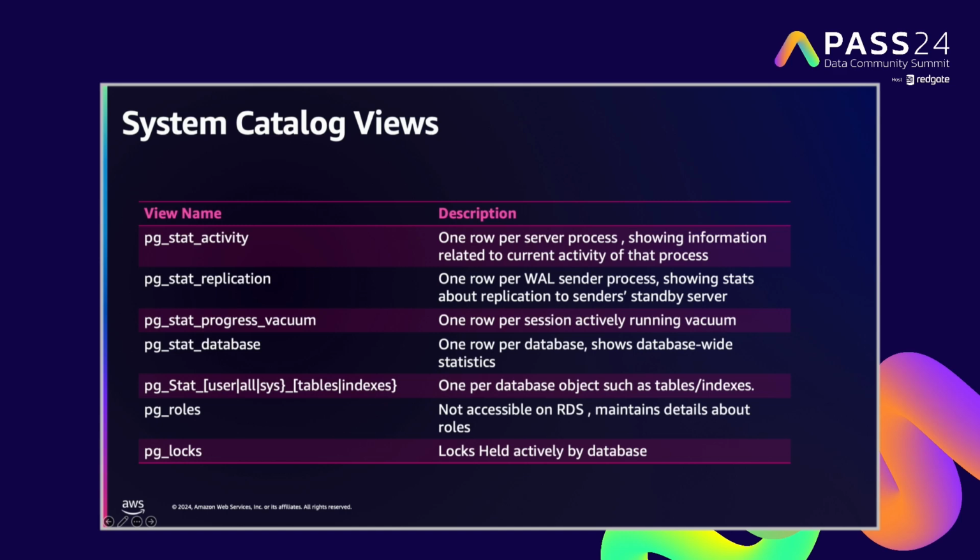pg_stat_replication will have one row per WAL sender process. Okay. pg_stat_progress_vacuum. This is one of the progress views. We can see how much of the vacuum is completed and what stage the vacuum is in, scanning or scanning the index, the B-tree, parsing. We can see all the stages.